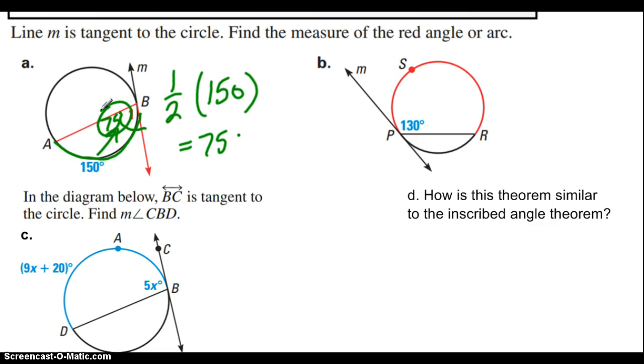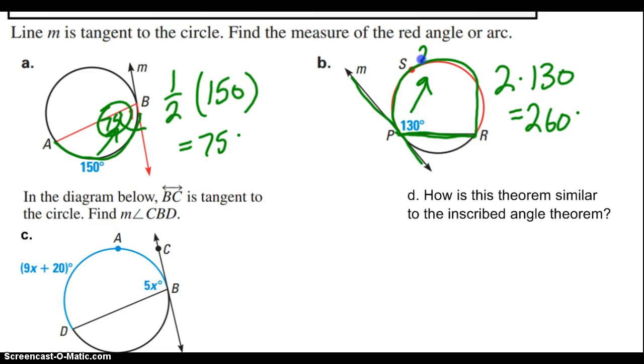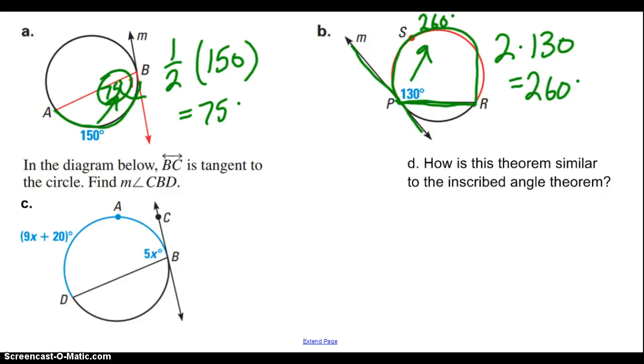B. All right, well, this angle right here is 130 degrees, and it's formed by a tangent line and a chord. So to get to the arc, we're going to have to double it. So 2 times 130 gives us 260 degrees. And so this arc PSR is 260 degrees.